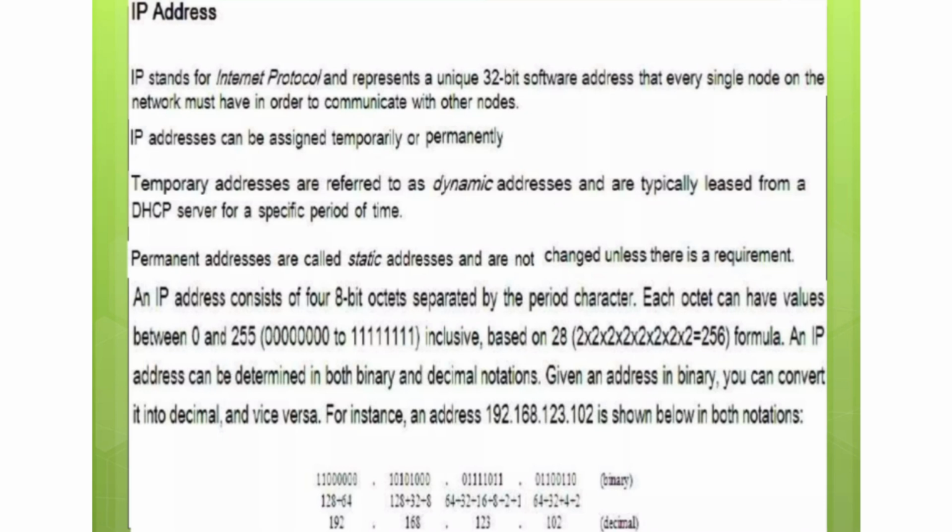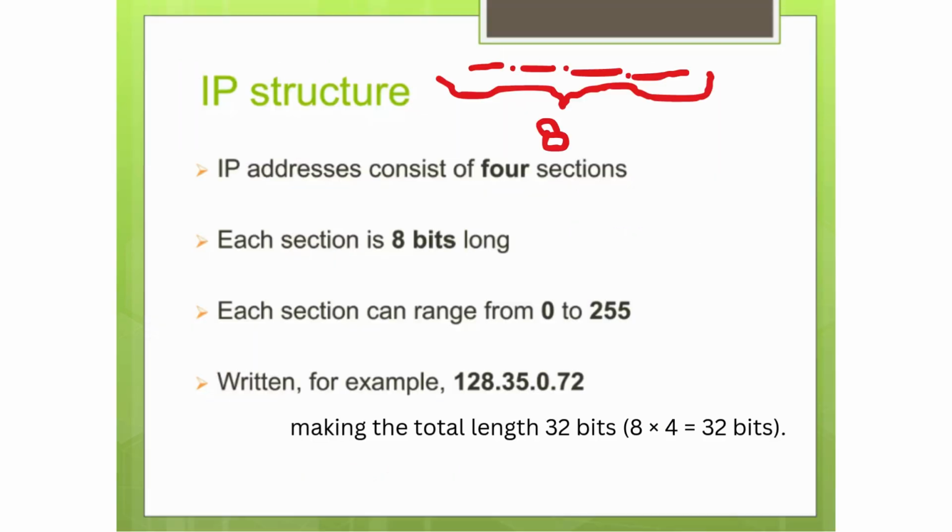An IP address is made up of 4 parts called octets, separated by dots. Each part, octet, is 8 bits long, meaning it can have values between 0 and 255. Computers use binary, zeros and ones, to process IP addresses. Humans read IP addresses in decimal format, like 192.168.123.102.